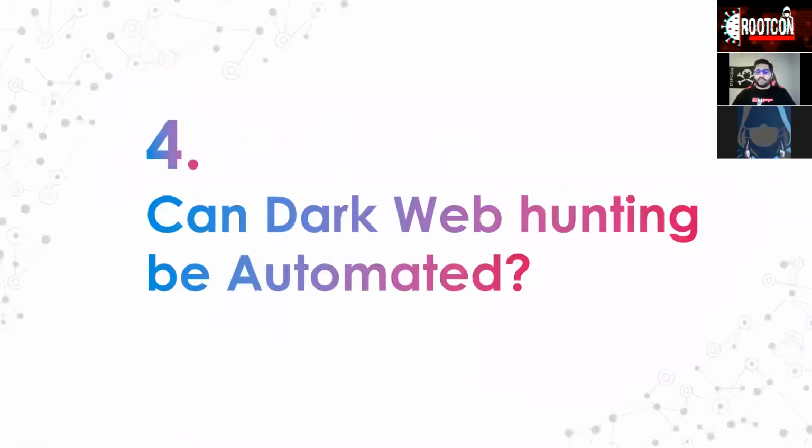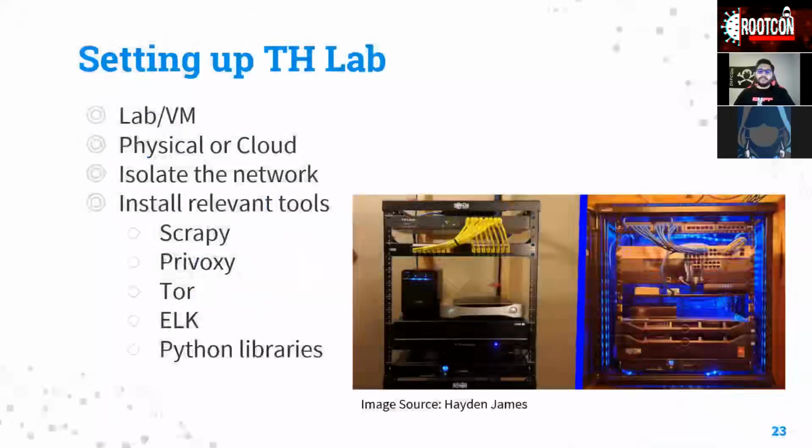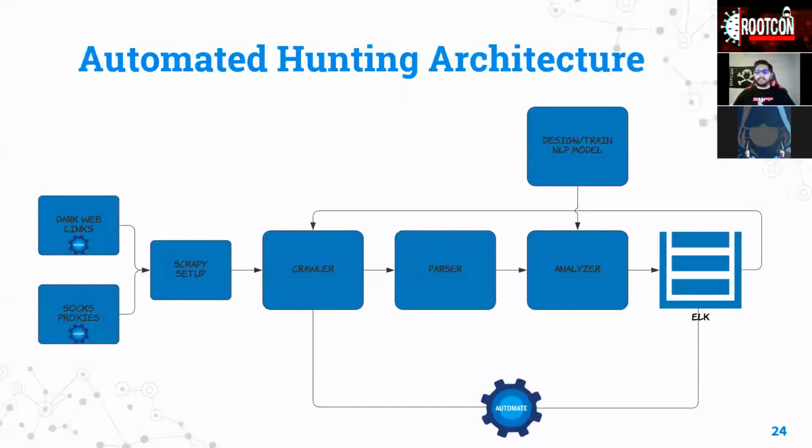Now coming to the automation part, how you can automate your tool-based dark web hunting. I will talk about just one example of how you can automate it. There are several other examples. First of all, you have some kind of system, either physical, cloud, lab, VM, etc., which is isolated. You don't want your personal data on that, and you have to install the relevant tools that we talked about to start your scraping. This is just an example of automating this. There are a lot of other ways you can automate this.